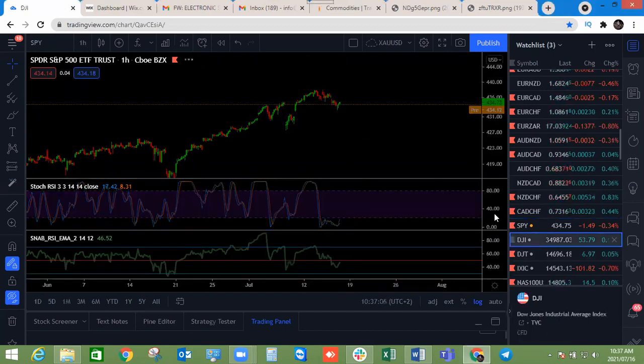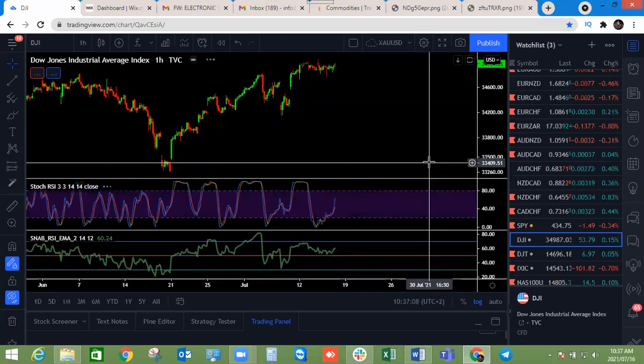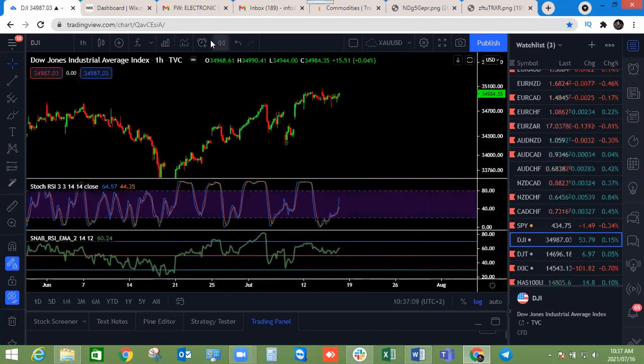Dow Jones Industrial. Same 1 hour setup. Not as clean as the S&P 500, but we are trading above 50. We have already reset. We should see this one trade higher as well.